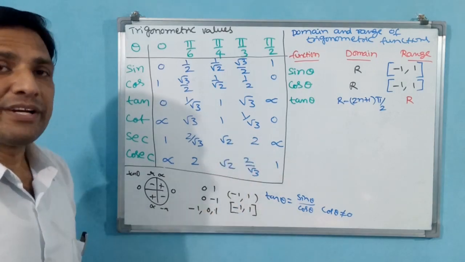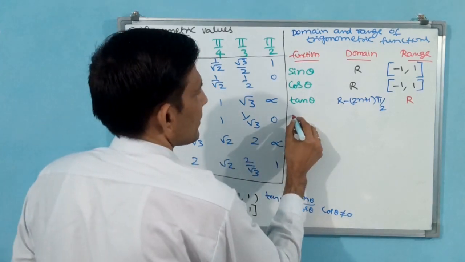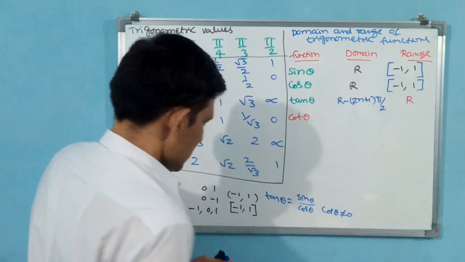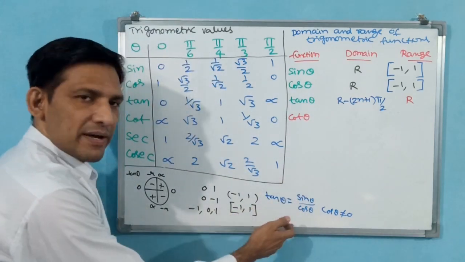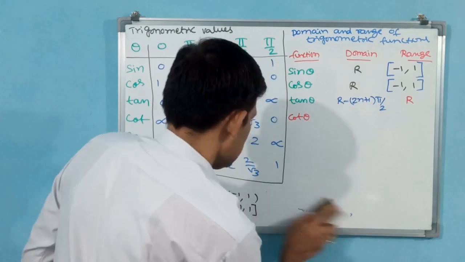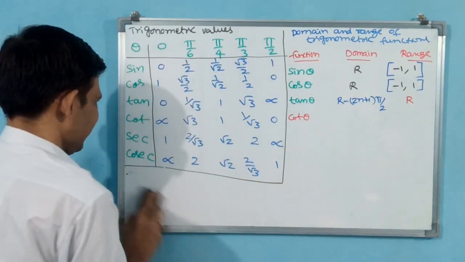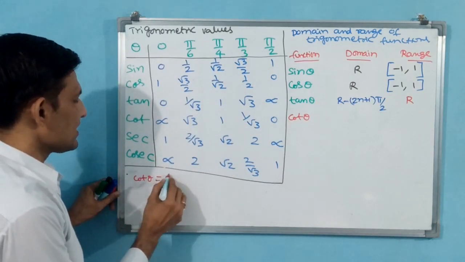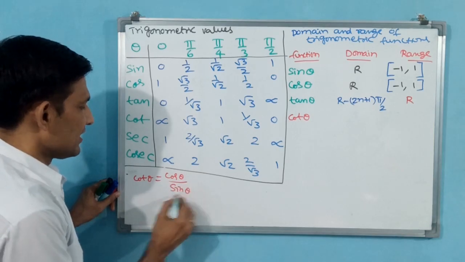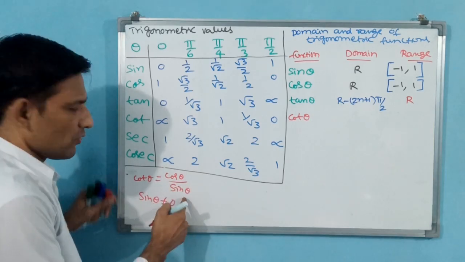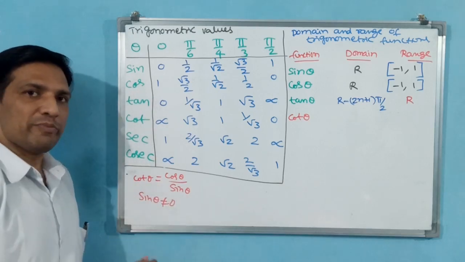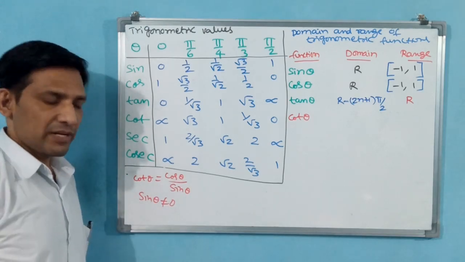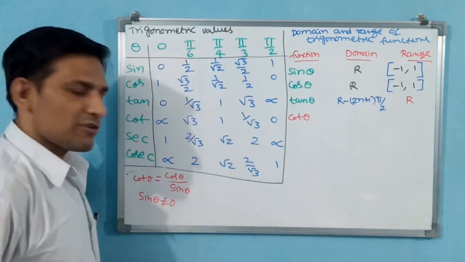Okay, now let me draw cot theta. Like tan theta, cot theta is also cos by sine. I am drawing here, you see. Cot theta is equal to cos theta by sin theta. That means sin theta should not be 0. If the denominator is 0, this function is going to become undefined. We have to make the function defined. That is why sin theta should not become 0.